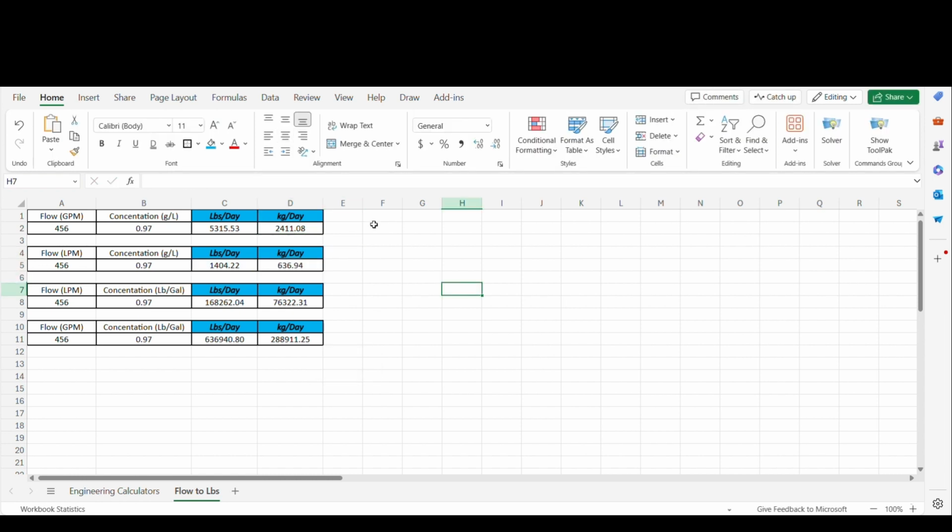And I am not really going to go into the rest of the calculations we could do here. Obviously you could do pounds and kilograms per month, pounds and kilograms per year, pounds and kilograms per whatever. But at the end of the day, make sure that this flow represents the denominator of this unit. So this should be the average flow for the day, the average liters per minute for the day, gallons per minute. And then these concentrations should be sampled on the day that you're looking at that flow. I should make that very clear.